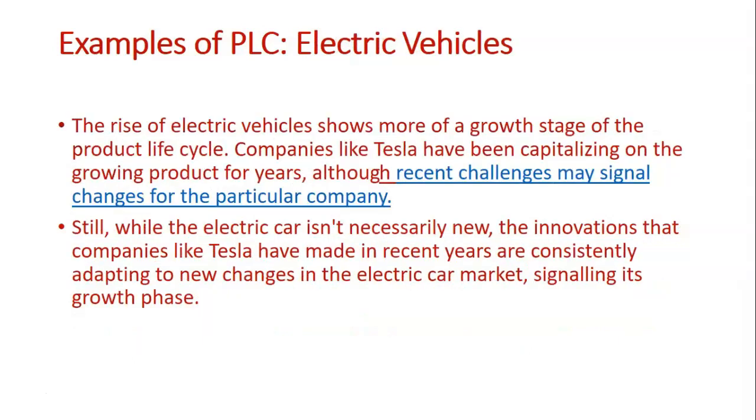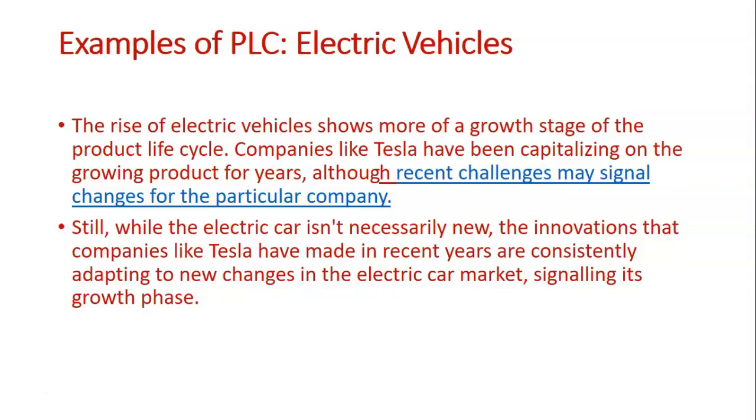So unlike typewriters, which are now at the end of the decline phase, we have another example of electric vehicles, which are nowadays at the growth stage of the product life cycle. They're not in the decline stage, they're in the growth stage. The rise of electric vehicles shows more of a growth stage of a product life cycle.